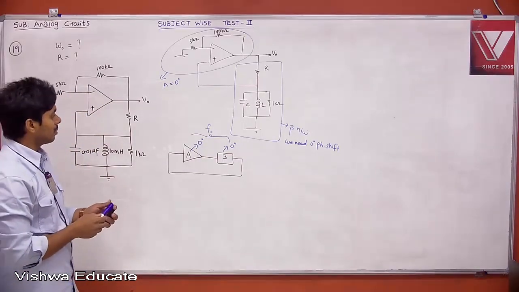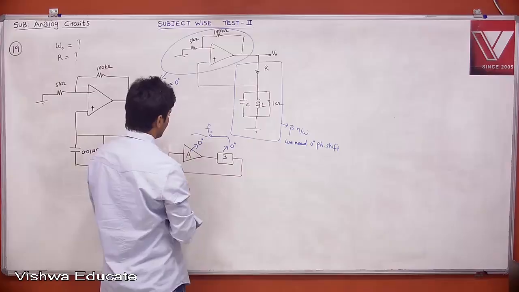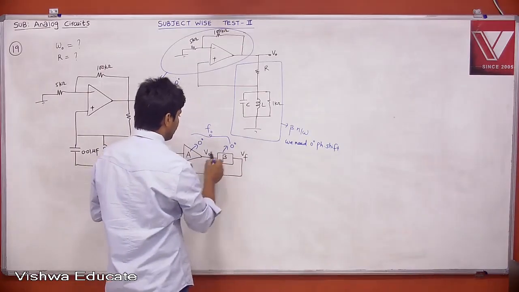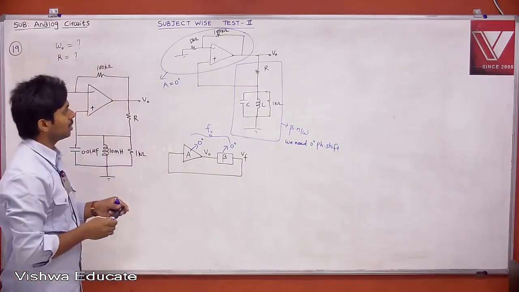Therefore, what is your beta network? Beta is nothing but what? When you say this is your V naught, and this is your feedback Vf, beta is nothing but Vf by V naught. That is what we need to find.